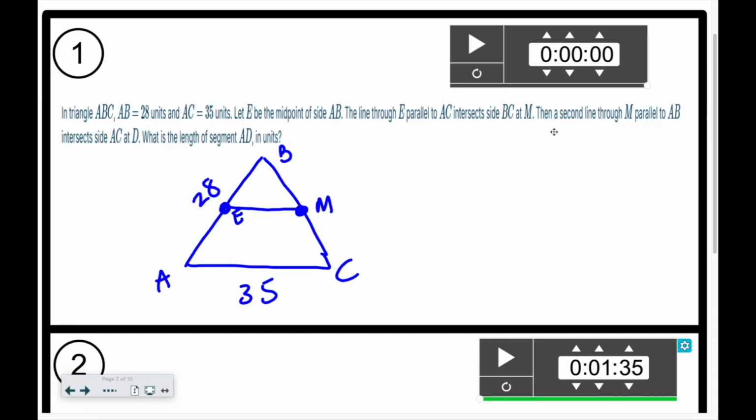Okay. And then a second line through M and parallel to AB, like that, intersects AC at D. So same idea. If you're going from a midpoint parallel to the third side, then that other point that it intersects has to be the midpoint, which kind of solves the problem for us because it wants the length of AD. So if we know this whole side is 35, then the length of AD is just going to be half of that, which is 35 over 2, or you could say that it's 17.5.